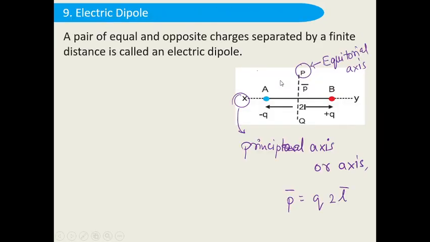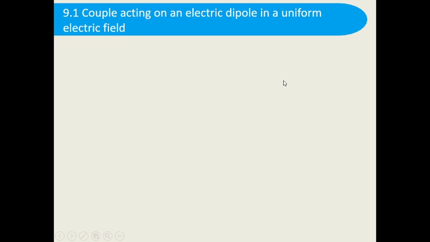Next we are going to learn about a couple acting on the electric dipole in a uniform field. If this phrase, electric dipole, comes in front of you, what is the meaning of it? Electric dipole is nothing but the presence of plus q and minus q charges separated by some finite distance, suppose 2L. So this is called an electric dipole.